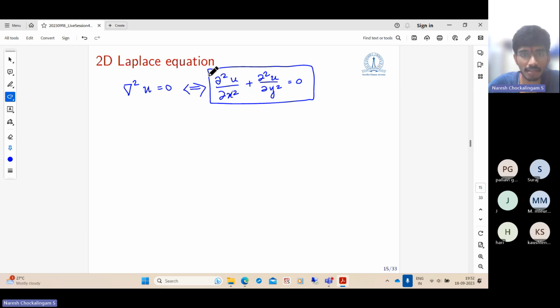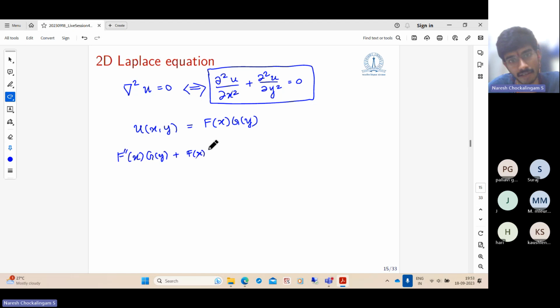Now, how do we solve this by separation of variables? You assume u as a function of x and y is of this form, f of x, g of y. Just substitute it back into the governing equation. You get, so g of y can be treated as a constant while differentiating with respect to x. So only f will get differentiated. You get f double dash of x, g of y, plus, similarly, when differentiating with respect to y, you can treat f of x as constant. You get f of x, g double dash of y is equal to 0.